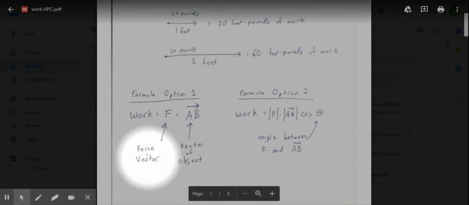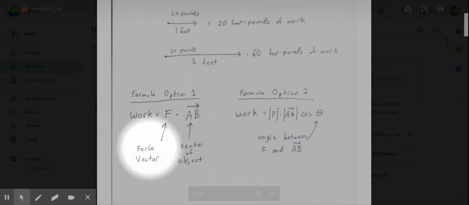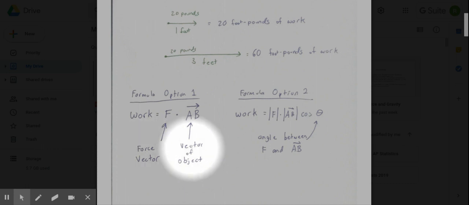The important things to know here: F is the force vector, which is what's actually being applied to the object. AB is the actual vector of the object, so where it starts and ends, what that vector looks like. Work can be found by doing the dot product, and that answer gives you the total force used for a specific distance that the object needs to travel.